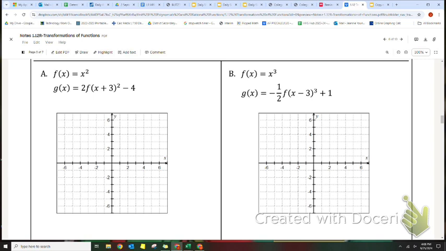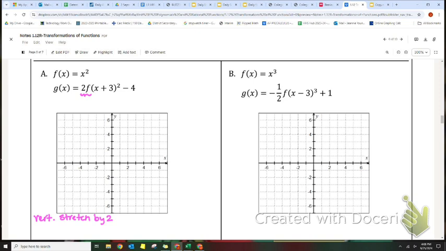It says f of x equals x squared, and g of x is equal to 2 times f of x plus 3. Not real sure why they put a square there. Typically doesn't go there, and then minus 4. So let's just look at the transformations first. So notice this 2 right here. It's not inside with x, so therefore we know it's vertical. It's being multiplied, so it's going to be a stretch or a shrink. When you multiply by 2, things get bigger, so it's going to be a stretch by a factor of 2.